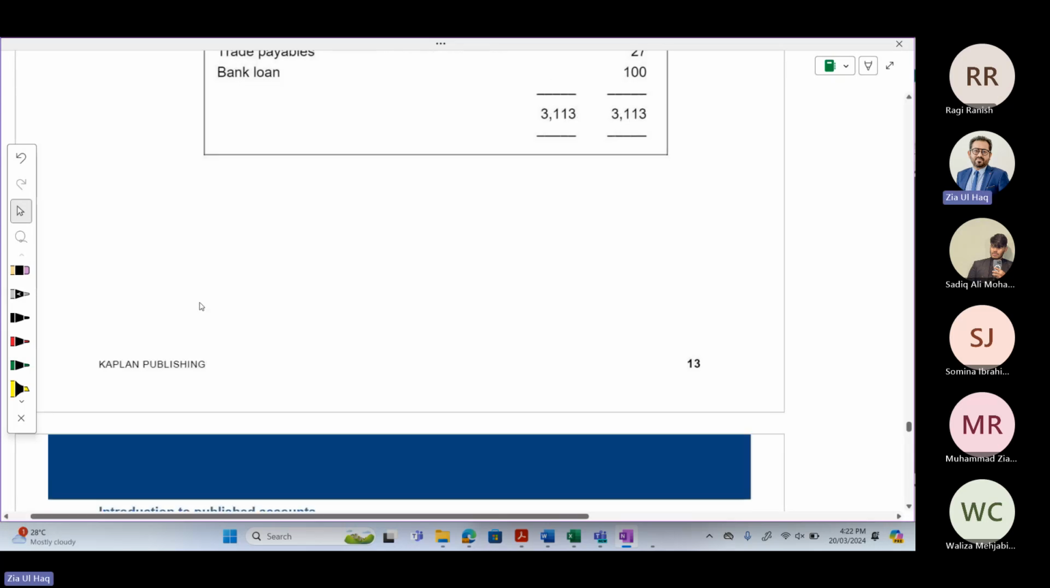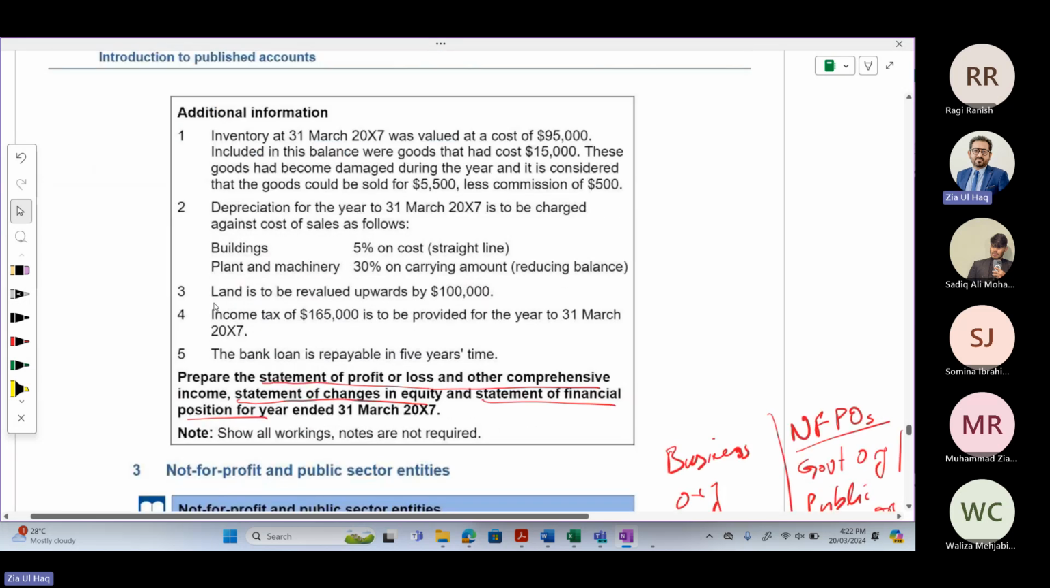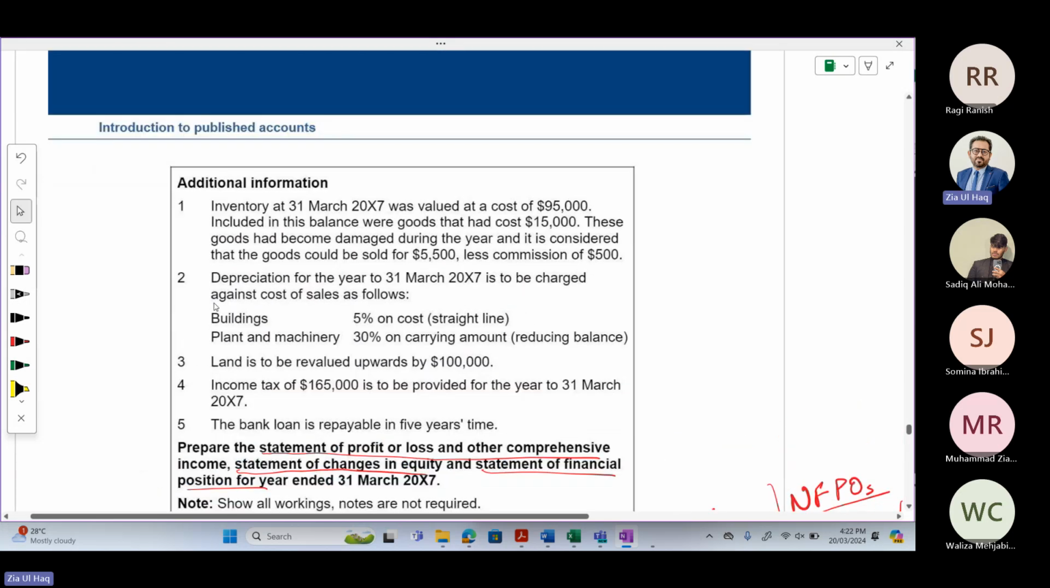And we are having some adjustments. Let's discuss these adjustments. Inventory at 31st March 2027 were valued at a cost of 95,000. So closing inventory cost is 95,000. Included in this balance were goods that had a cost of 15,000. These goods had become damaged during the year, and it is considered that the goods could be sold for 5,500 less commission of 500.